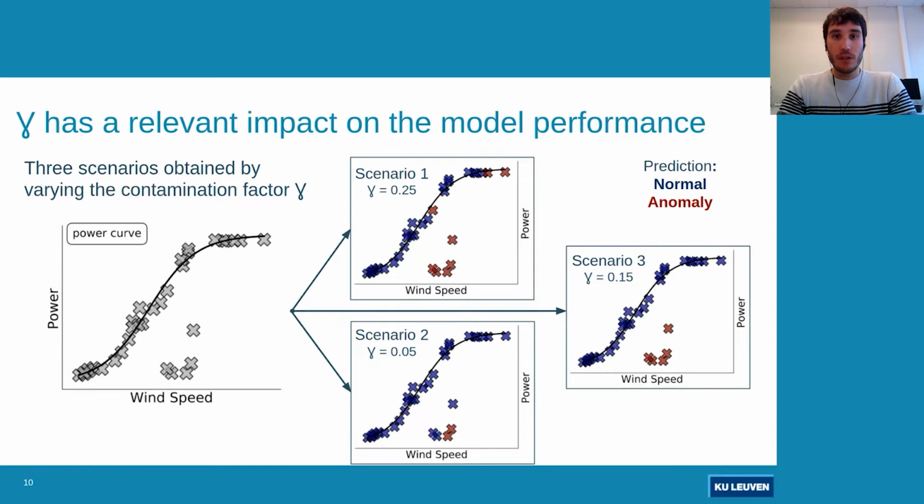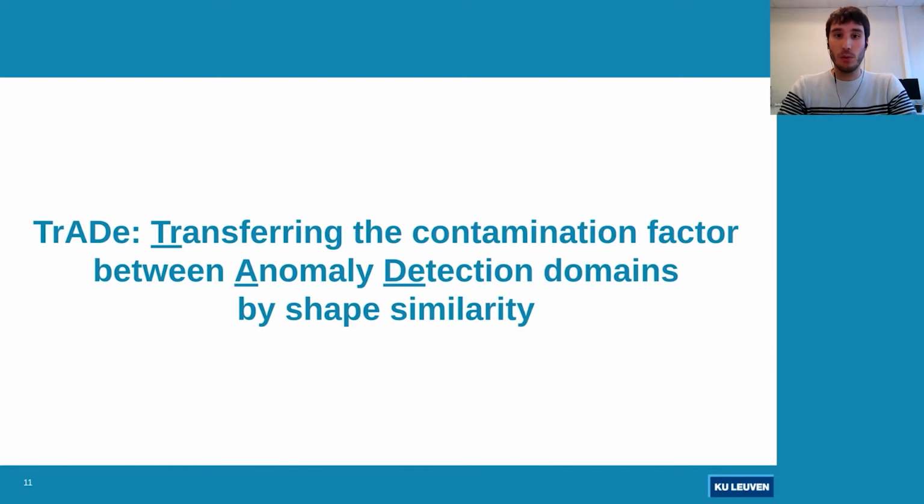In the second scenario, the contamination is underestimated, and the model produces false negatives. Finally, setting the appropriate contamination results in the model predictions being correct. But let's now pass to our method TRADE that is able to transfer the contamination factor from 2 related anomaly detection domains.